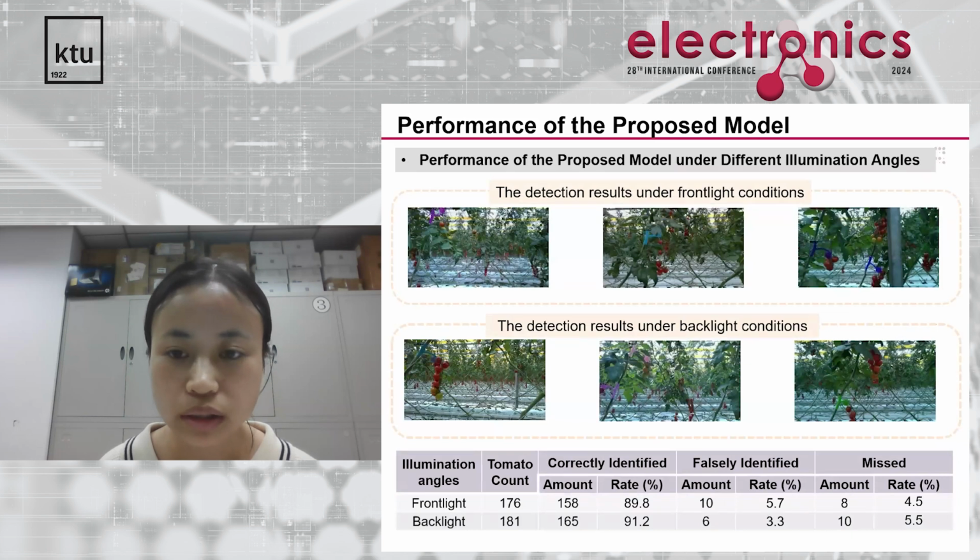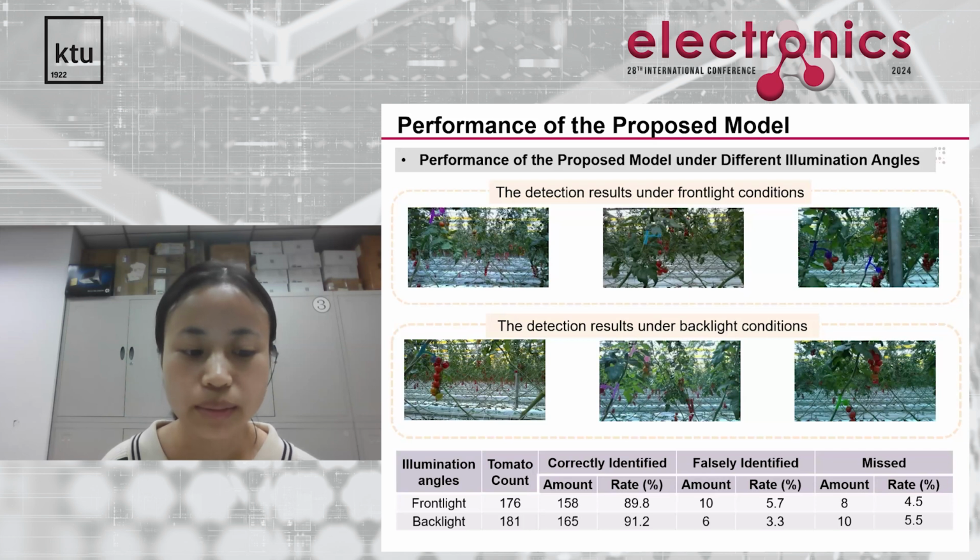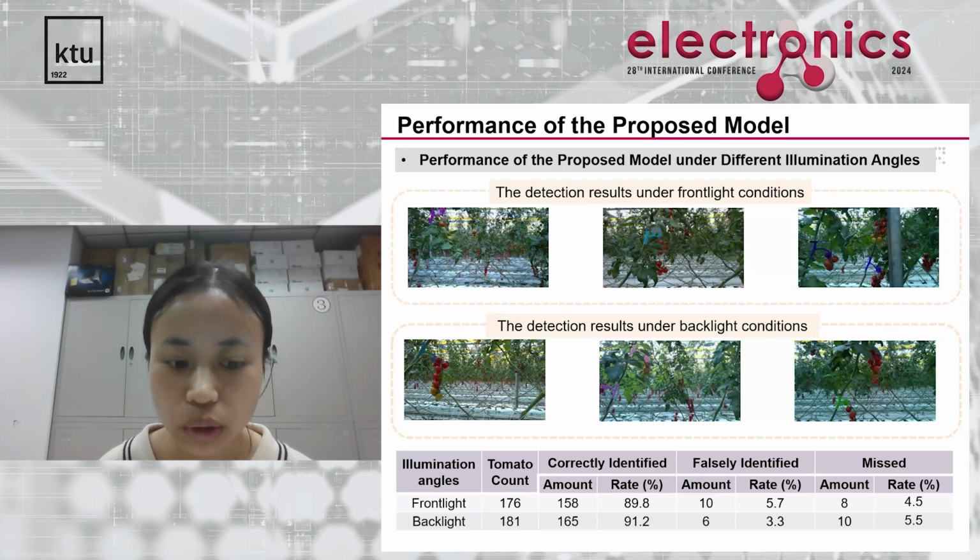To evaluate the performance of the proposed model under different illumination angles, this study conducted the experiment using 176 tomatoes with front light conditions and 181 with back light conditions. The result indicates that the proposed model is not affected by changes in lighting within the greenhouse environment.